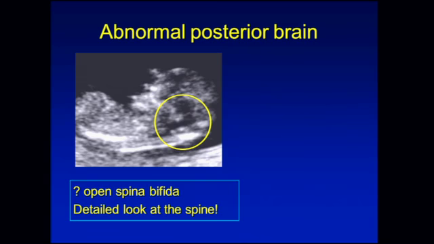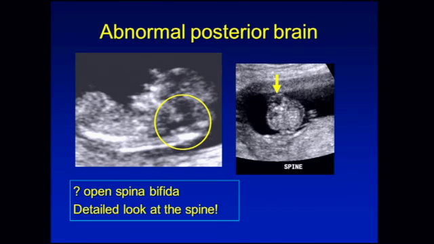Meanwhile, we can get used to looking at the posterior brain, and if it appears abnormal, such as in this fetus, where we don't see any of the normal landmarks, the 4 lines, the brainstem appears thick, and either the IT or the cisterna magna cannot be seen, then we should suspect open spina bifida, and it's important to do a detailed look at the spine. So we did that, and we searched and found the open spina bifida at 13 weeks in this 13-week fetus in the lumbar spine area.